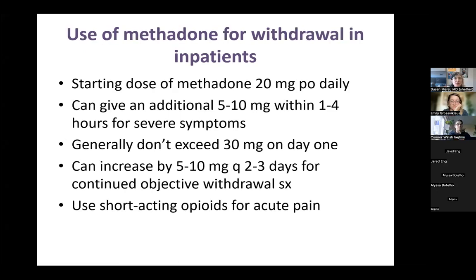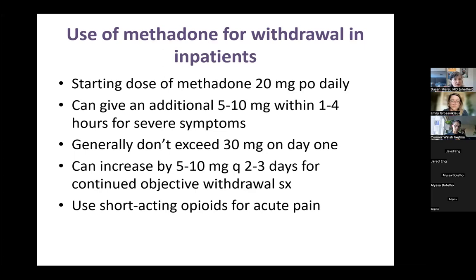So my usual practice for many years, and I've confirmed this with Dr. Klein, who's our expert, is to start methadone 20 milligrams PO daily. When I start it, I'll come back within a couple of hours. If they're really still having severe symptoms, I will give them up to an additional 10 milligrams. I don't give more than 30 milligrams on day one. And then over time, every couple of days, I'll increase by 5 to 10 milligrams.